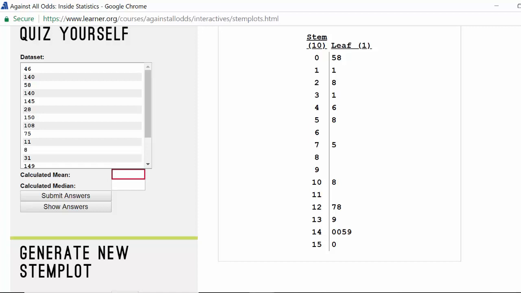And as a consequence of that, the mean will be skewed in the direction of the tail down here, because these very low scores will have a disproportionate effect on the mean. The median, however, will be a better measure of center. So now I'm going to calculate those.